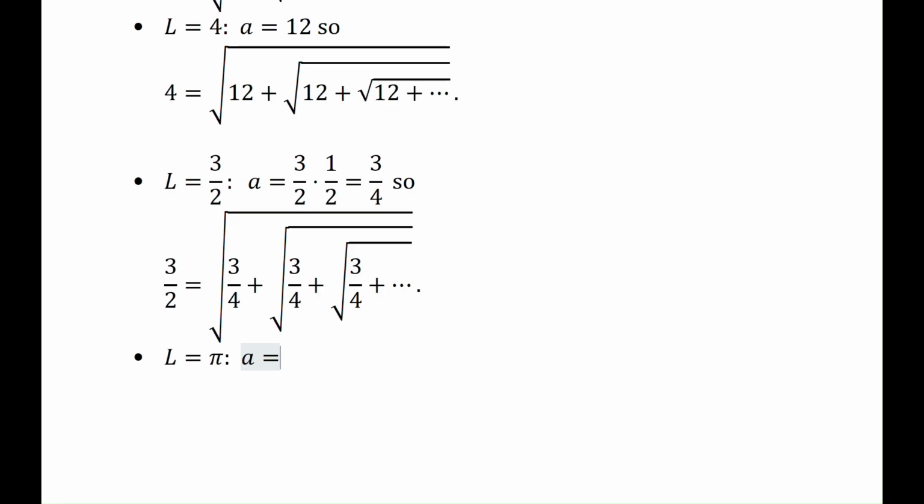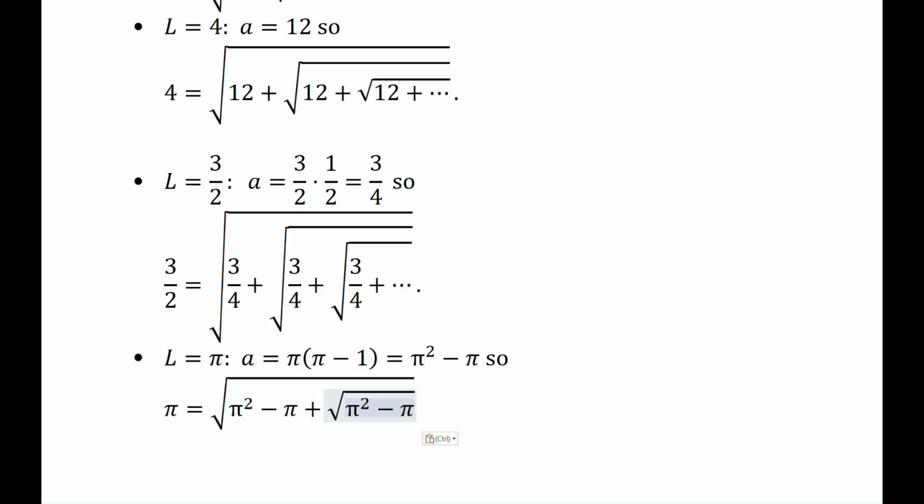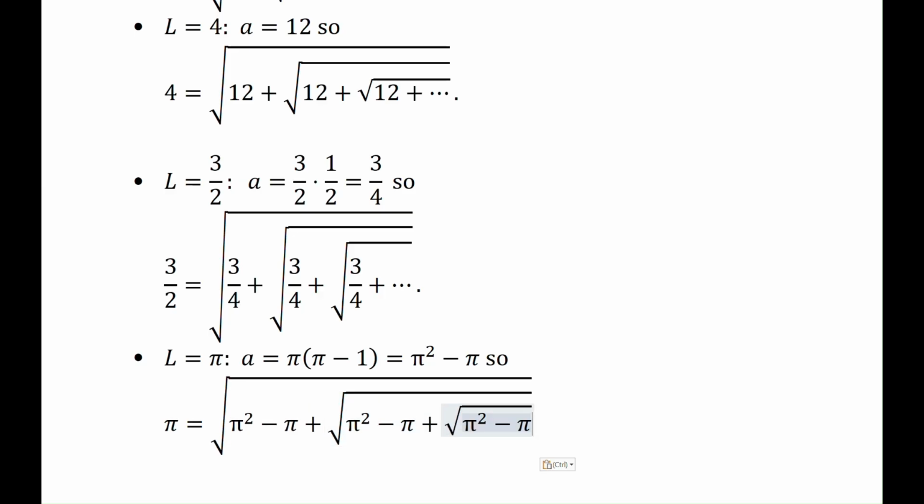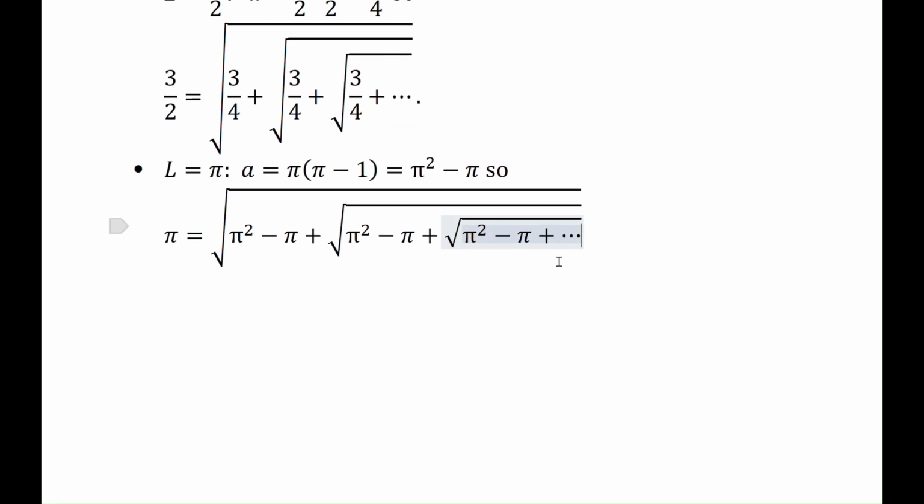Well, then what do we get for A? A is apparently pi times pi minus 1, or if you want, you could write that as pi squared minus pi. So apparently pi is the square root of pi squared minus pi plus the square root of pi squared minus pi plus the square root of pi squared minus pi plus etc. So that's kind of interesting. Yeah, it looks pretty cool.